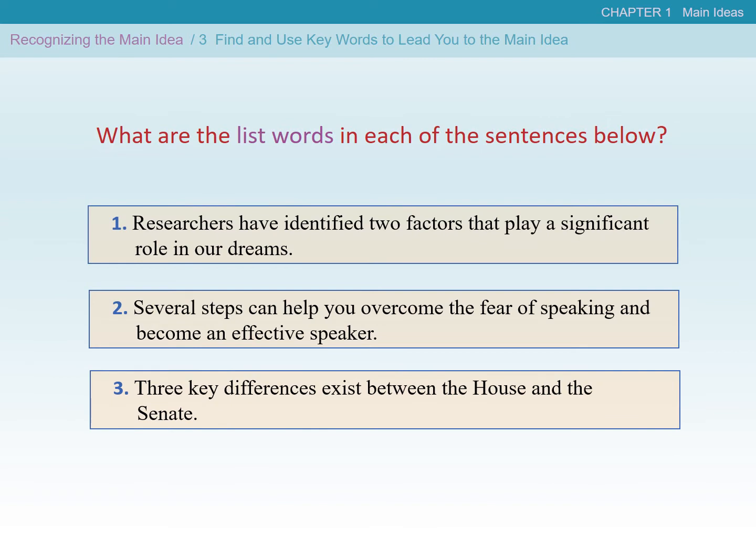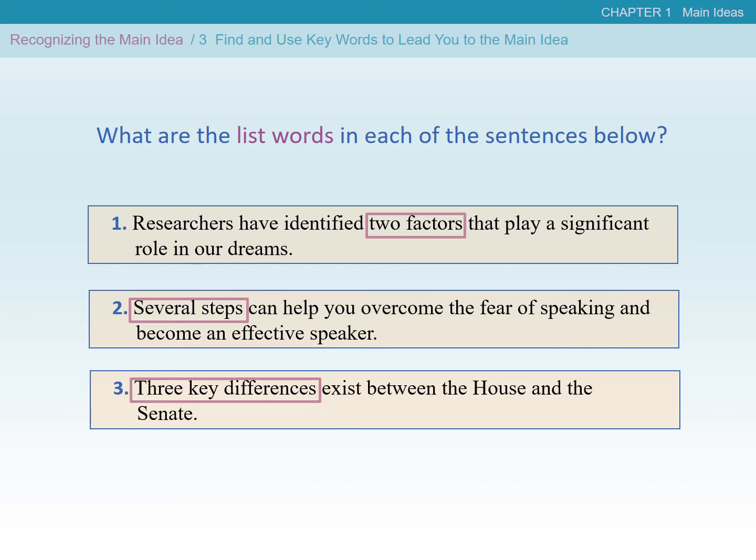So take a look at these sentences and try to identify the list words in each. Researchers have identified 2 factors that play a significant role in our dreams. 2 factors in that one are the list words. Several steps can help you overcome the fear of speaking and become an effective speaker. In this one we see several steps. And then finally, 3 key differences exist between the House and the Senate. 3 key differences. We can see that this can appear in the middle of the sentence at the beginning. It can also appear at the end, although none of these examples shows that.